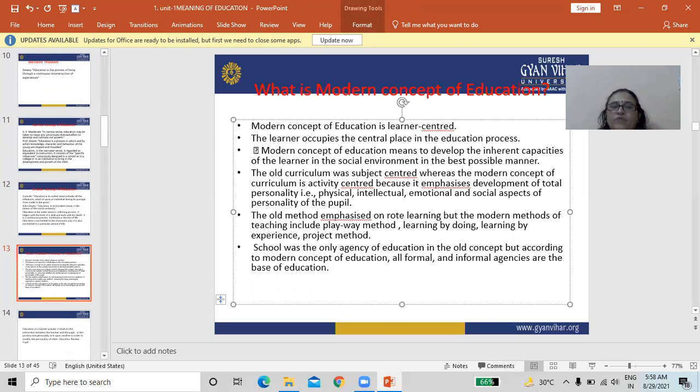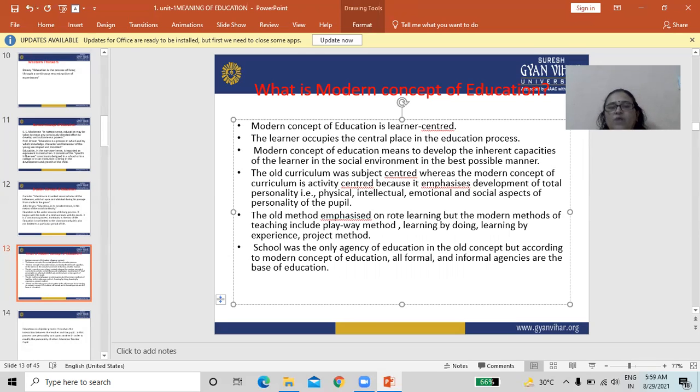Modern concept of education means to develop the inherent capacity of the learner in the social environment in the best possible manner.